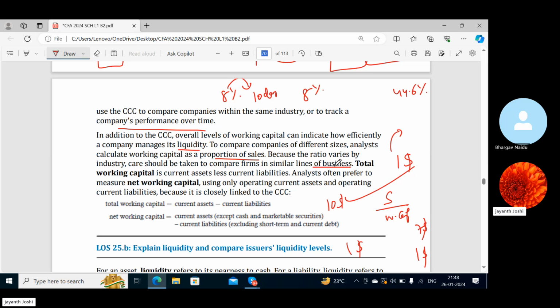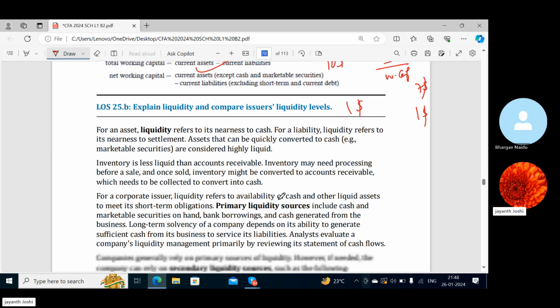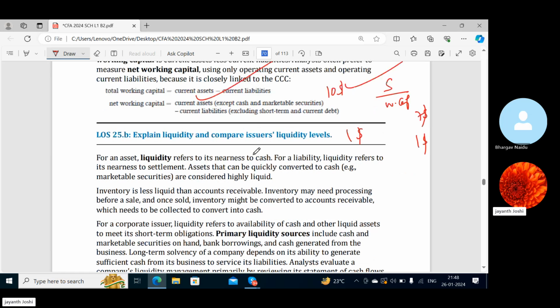Now, because the ratio varies by industry, care should be taken to compare firms in similar lines of business. Of course, as we discussed right now, we should be very cautious. Total working capital is current assets minus current liabilities. We already know this, so we are not discussing it. We're going forward. Okay. So explain liquidity and compare issuers' liquidity levels.